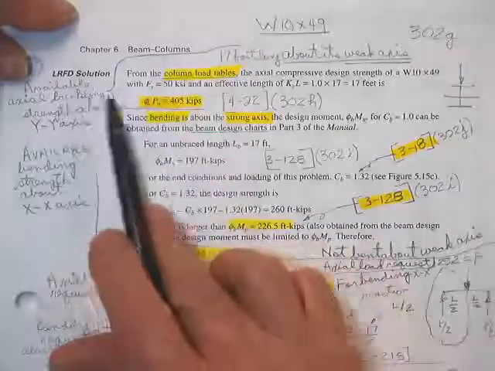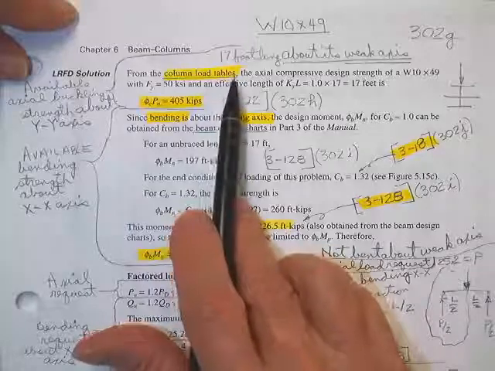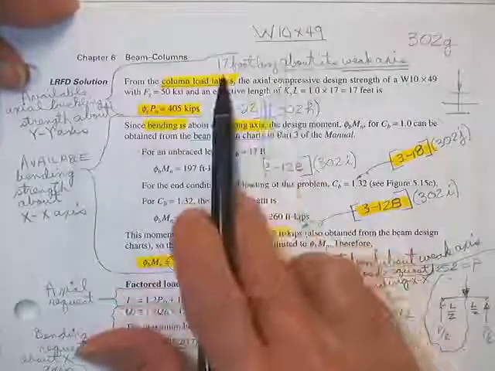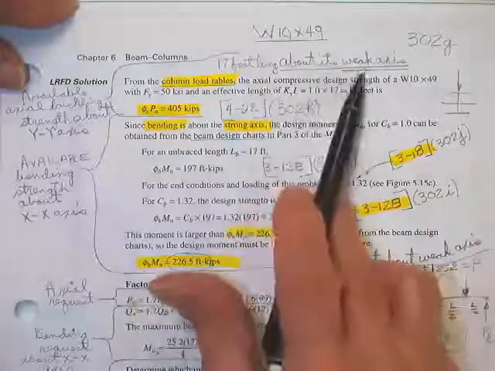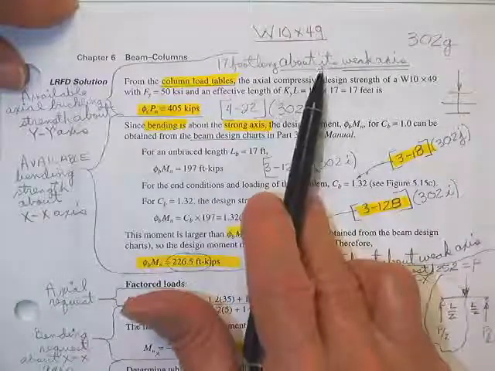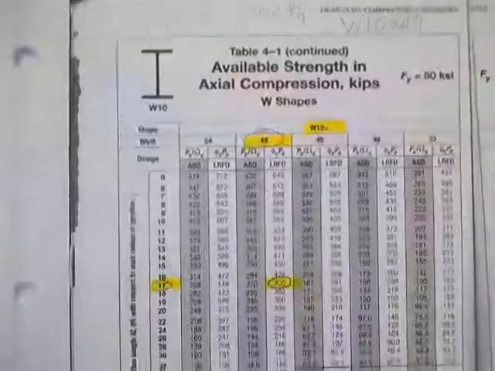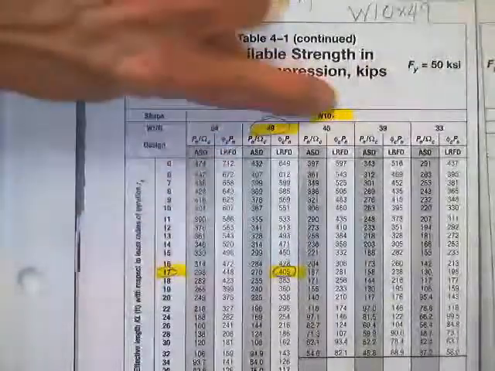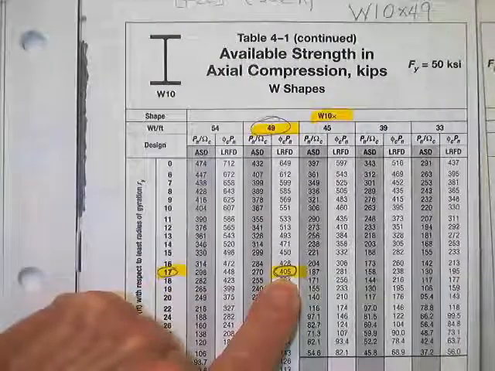So calculating the available axial, he says, why don't you just go straight to the load tables? I say, sounds good. It's a W10 by 49. They've probably got tables for that. 17 foot long about its weak axis means I don't have to correct by finding a phony KL. See if I happen to bring that with me. Ta-da! Available strength, axial compression, 50 KSI steel, W10 by 49 is right there, 17 feet long, capacity is 405.